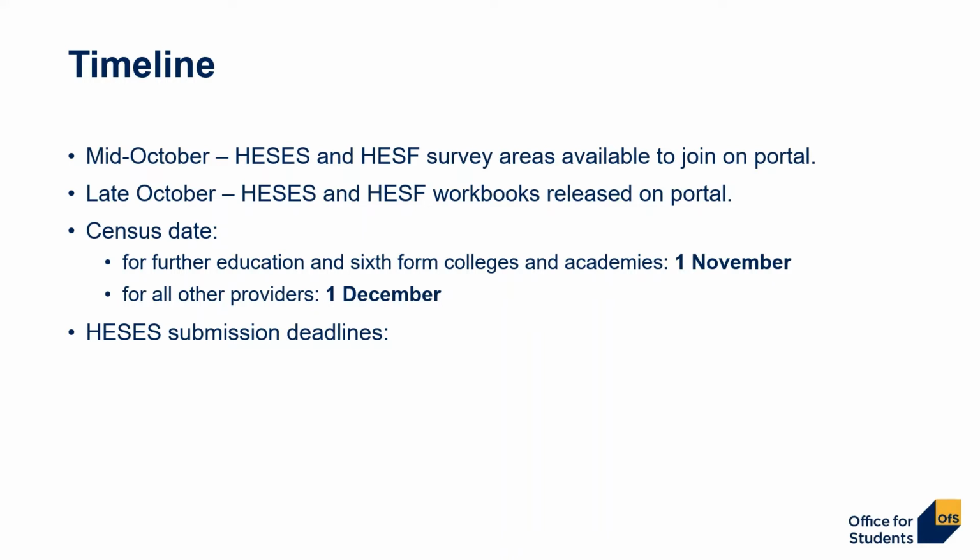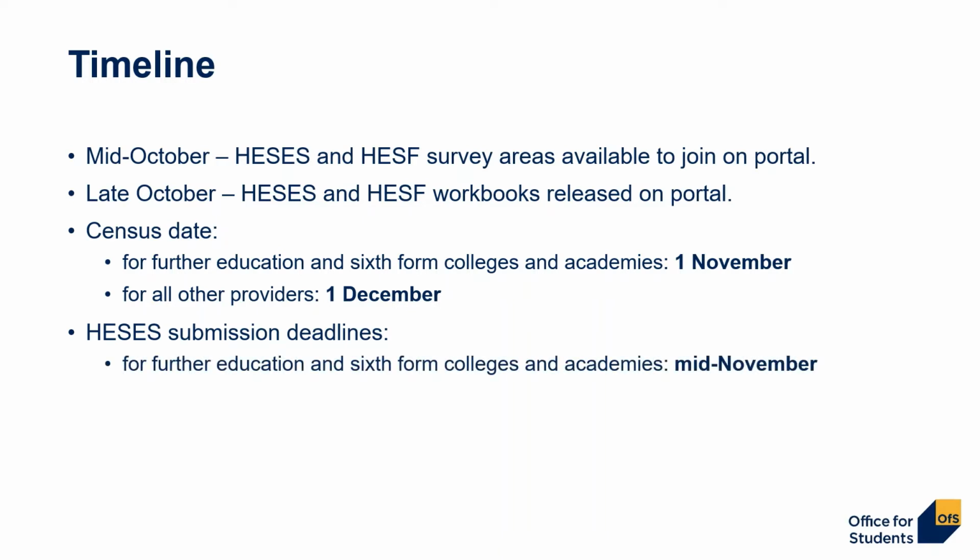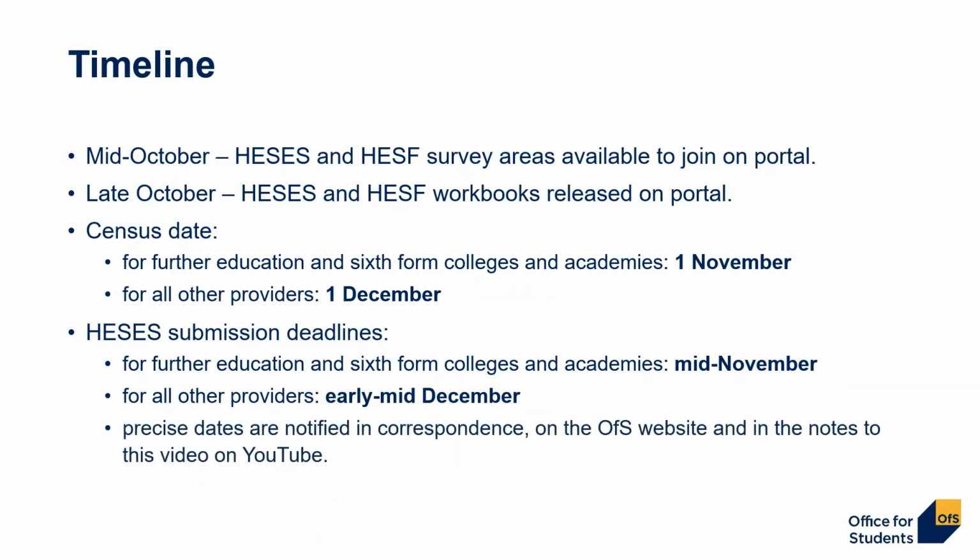The precise dates vary with the calendar from year to year, but as a guide, for further education and sixth form colleges and academies, the submission deadline will be towards the middle of November. For all other providers completing the HESES survey, the submission deadline will be a few weeks later, in early to mid-December. The precise dates will be featured prominently in correspondence, on our website, and if you're viewing this on YouTube, in the notes below this video.